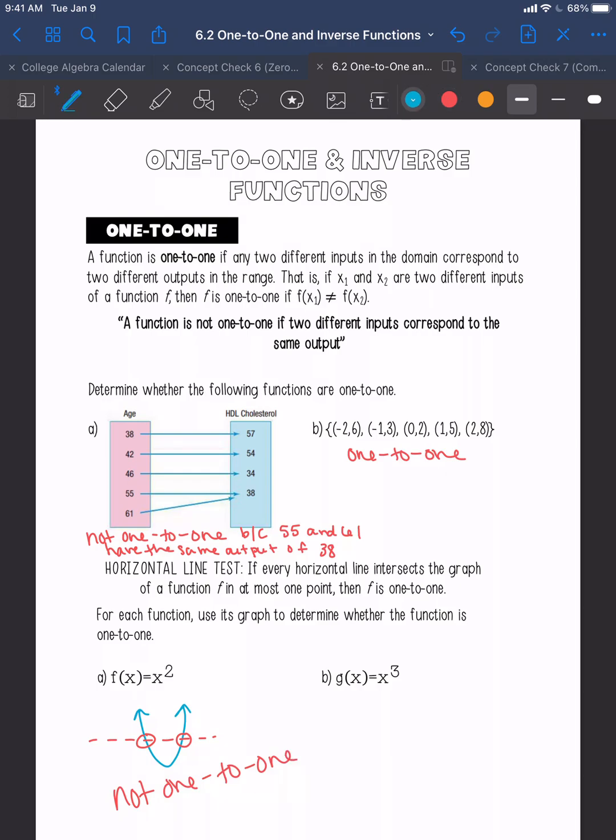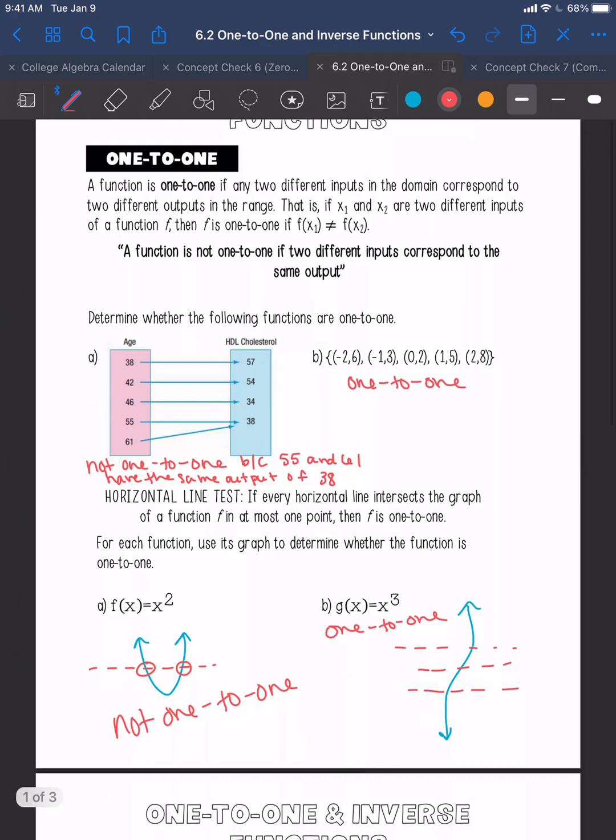For the graph g of x equals x cubed, it's something along these lines. If you draw a horizontal line anywhere, it only is ever crossing once, so it is one-to-one. And that makes sense with the definition for the parabola. Like if you plugged in 2 squared is 4. If you plugged in negative 2 squared is 4. So there are repeats in the outputs.